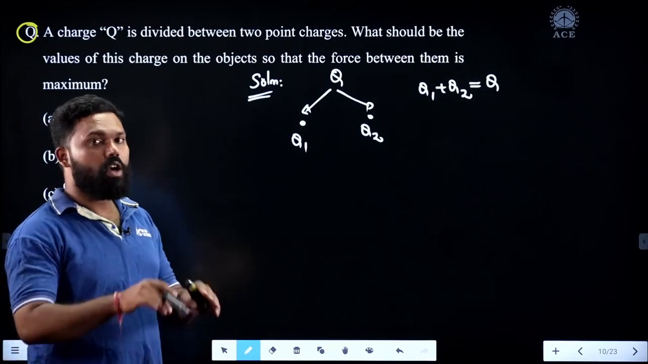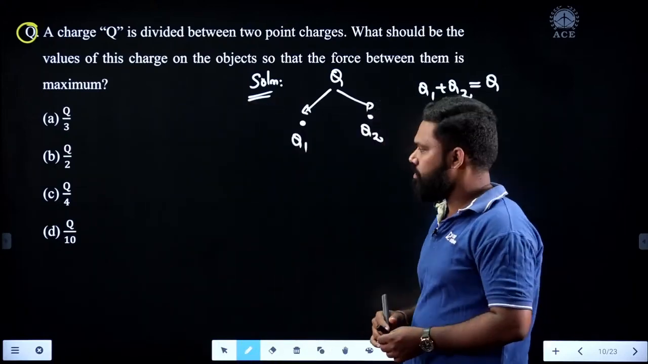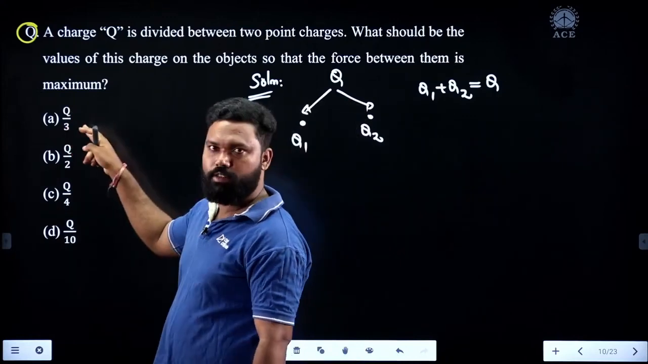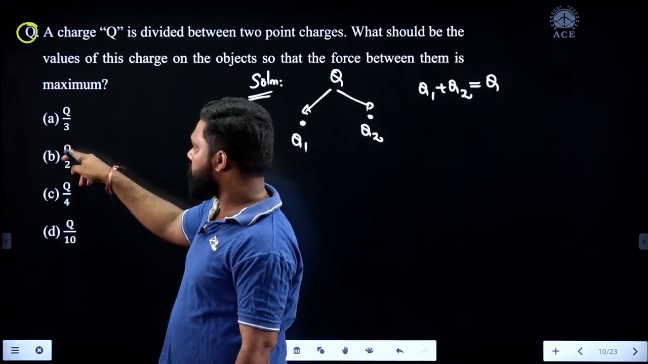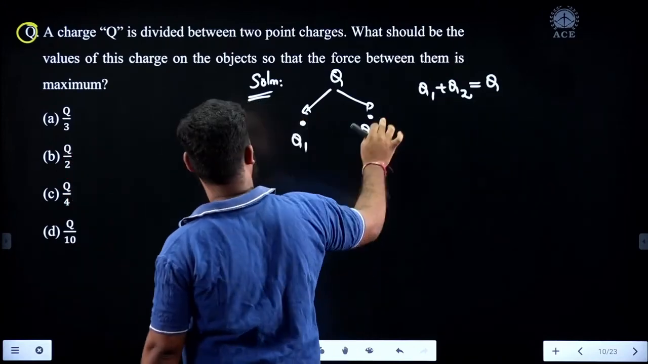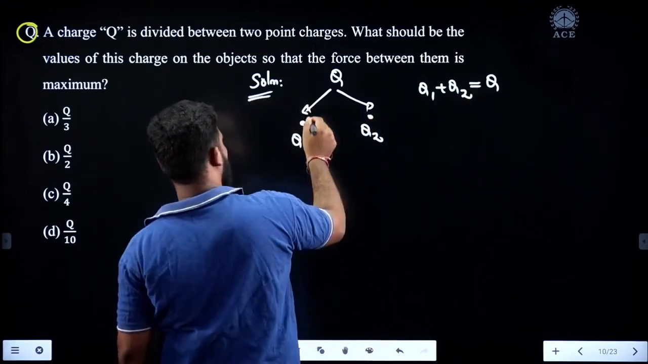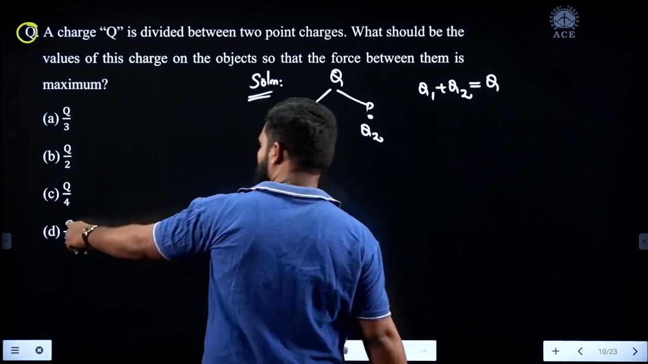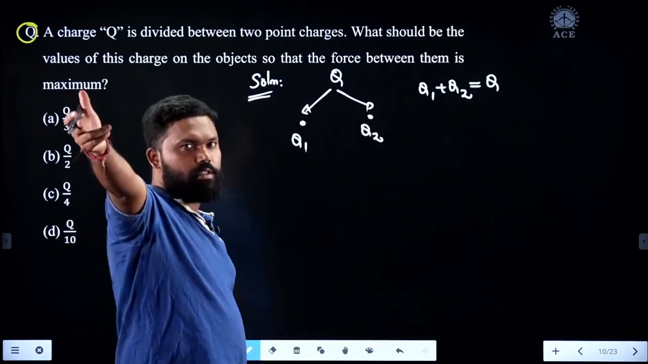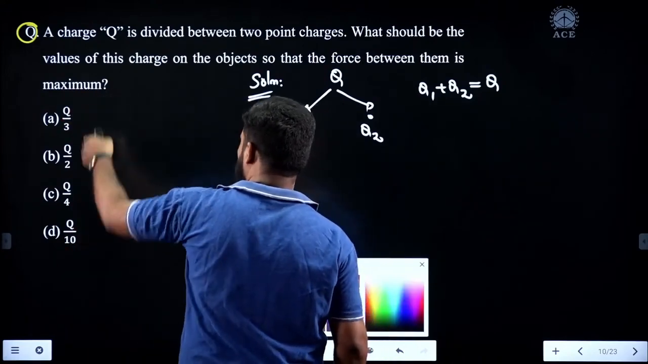So he is asking in what proportion I have to divide so that the force between those two things will be maximum. First charge it is Q by 3, next charge will be 2Q by 3. Here first charge is Q by 2, next charge will be Q by 2. Why? Because addition of these two must be Q. This is Q by 4, so this must be 3Q by 4. This is Q by 10, this must be 9Q by 10. Because addition of two charges must be equal to total charge Q. You can answer the question from the options here.